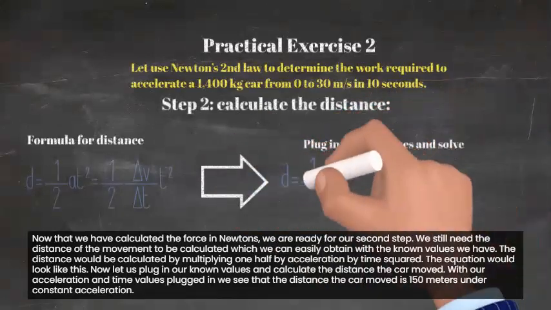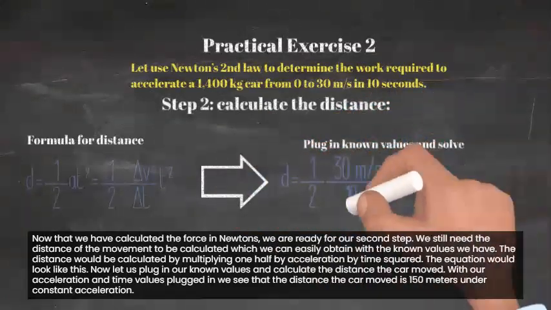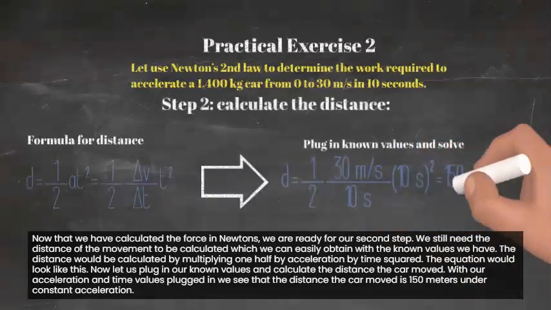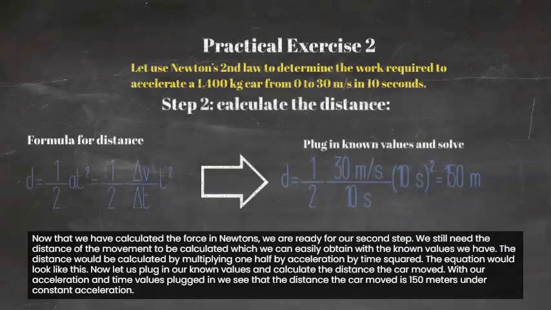Now let us plug in our known values and calculate the distance the car moved. With our acceleration and time values plugged in, we see that the distance the car moved is 150 meters under constant acceleration.